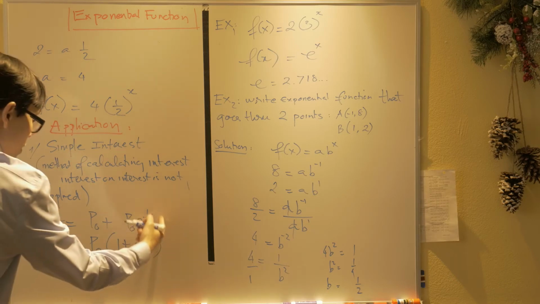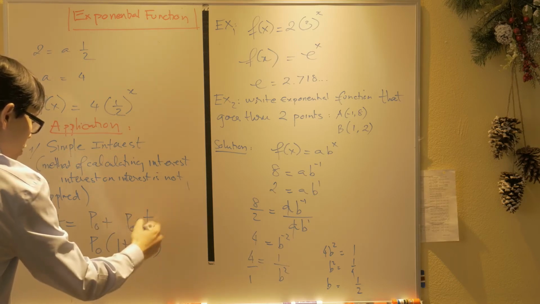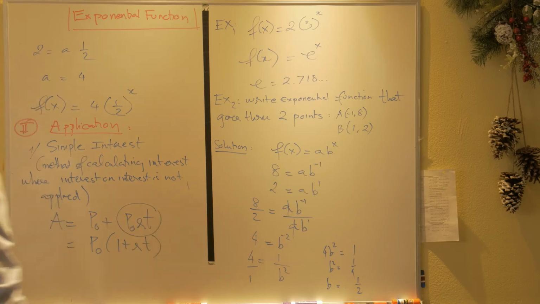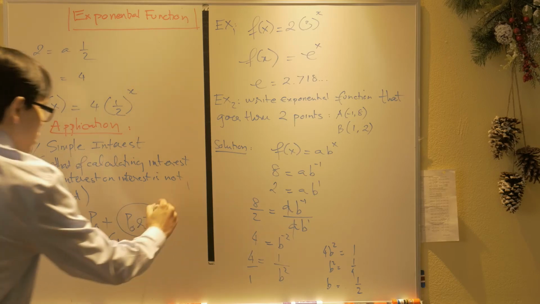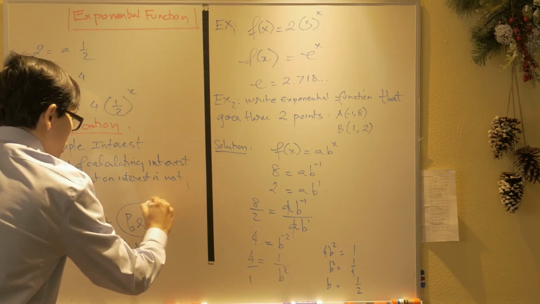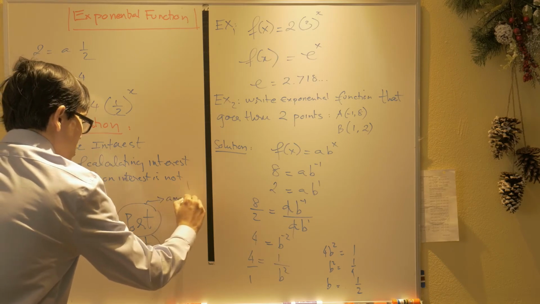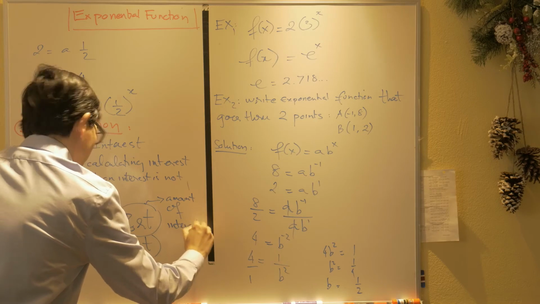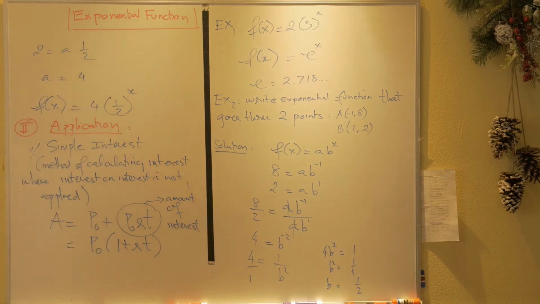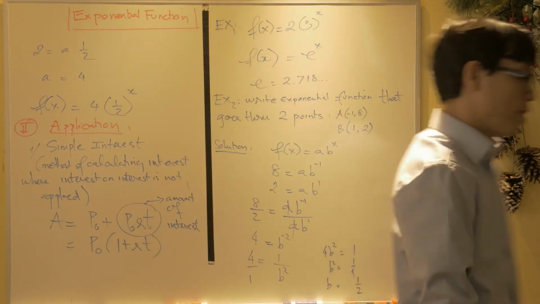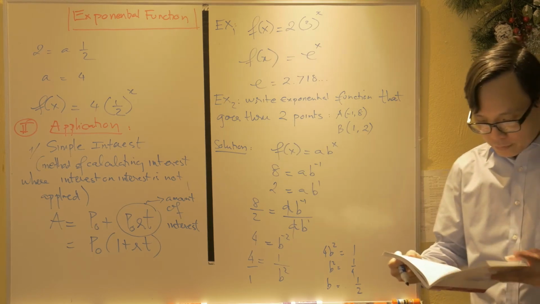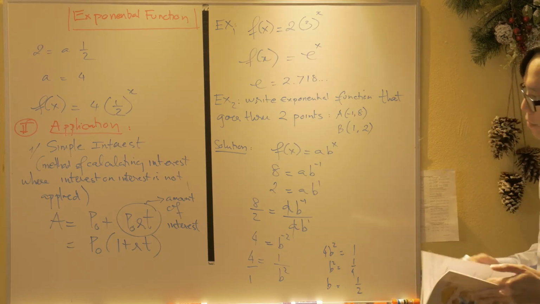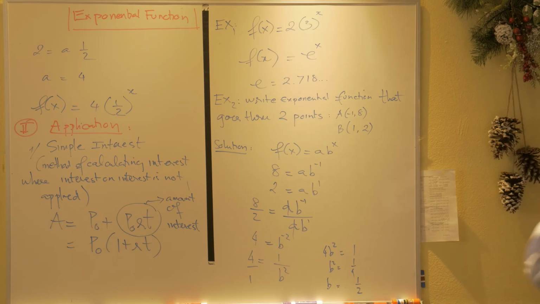The term P naught times RT here, we call that the amount of interest. So I want you to memorize that formula. Alright, let me see, I can give you the example.